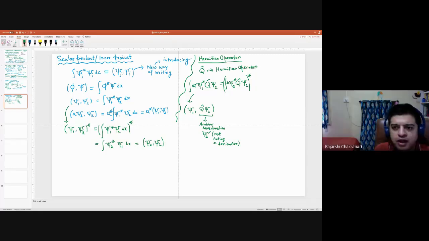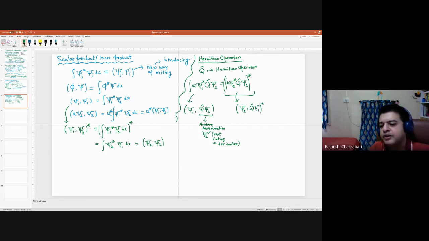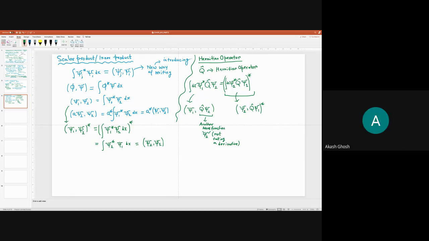Yes, sir. So now maybe I think we can do it this way. If I take this quantity, what is there on your right hand side? If I use this bracket notation, what is the answer of this quantity? This is nothing but psi2 comma Q psi1, whole star. Are you convinced? All of you? Yes, sir. Fine.